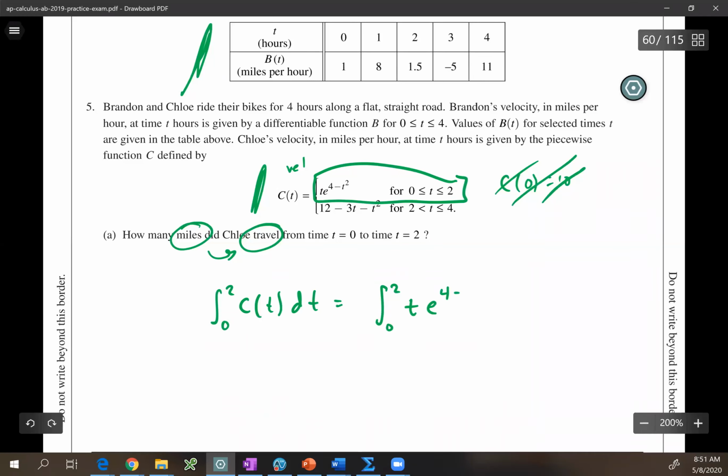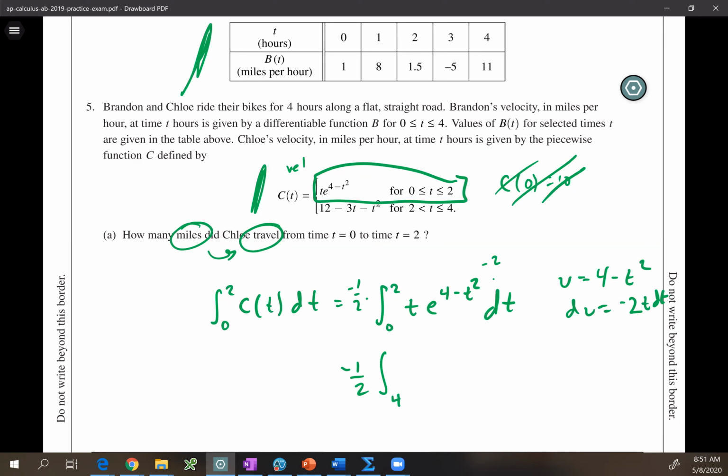And you guys have a calculator, so if you had to do this, just type it into your calculator. Technically, yes, it's u substitution: u equals 4 minus t squared. du is -2t dt, so dt times -2 times -1/2. Change your endpoints. 4 minus 0 squared is 4. 4 minus 2 squared is 0. And then we get e to the u du, because the t and the -2 with the dt became du.